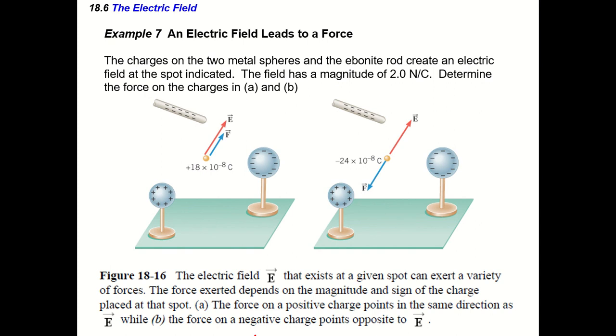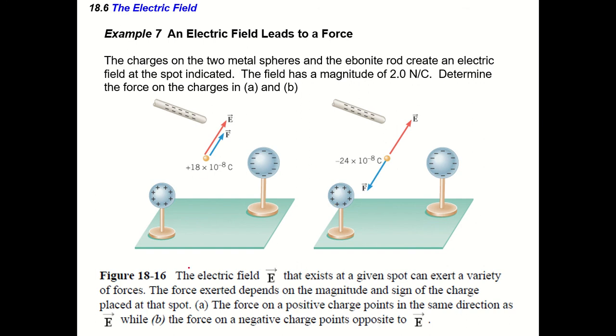Okay, so another example, example 7. An electric field leads to a force. The charge on two metal spheres and the ebonite rod create an electric field at the spot indicated, as indicated here. The field has a magnitude of 2 Newton per coulomb. Determine the force on the charges in A and in B.